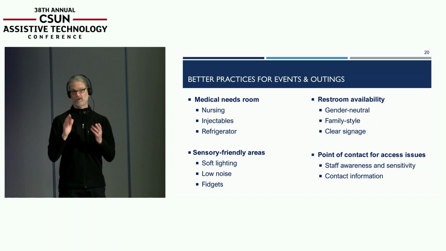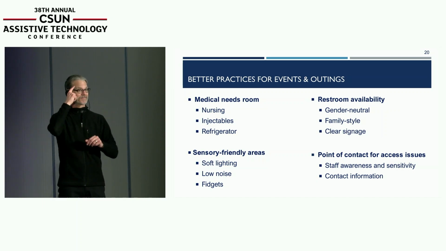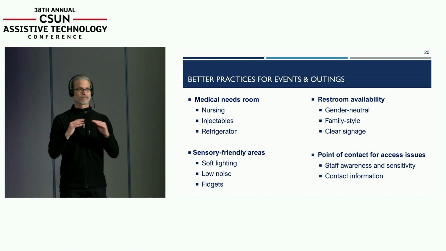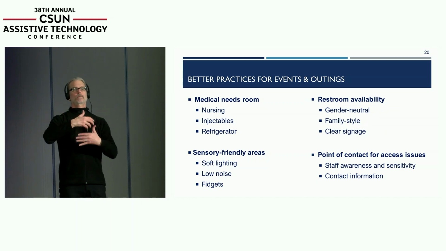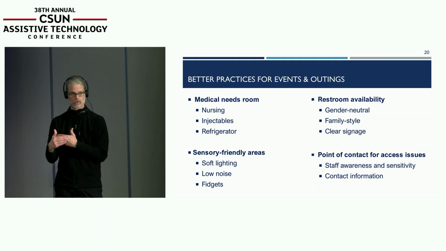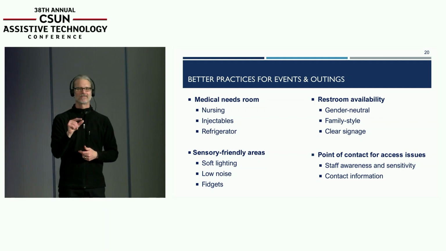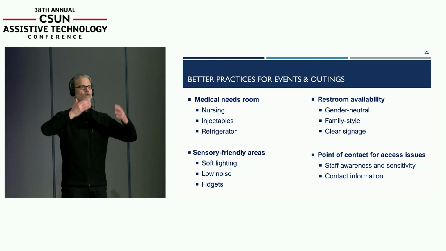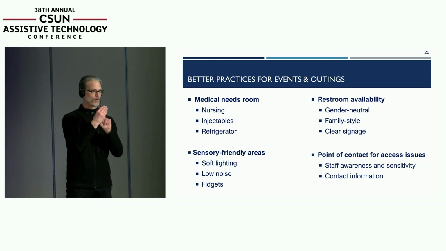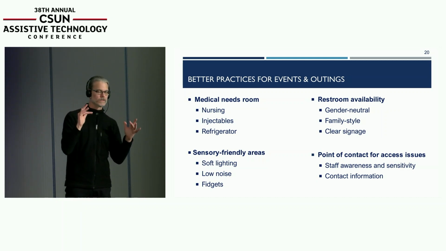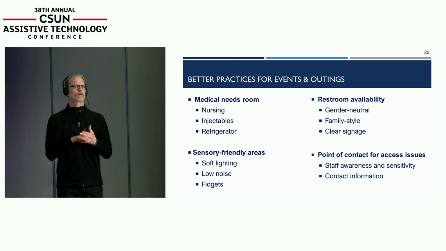A sensory-friendly area is also a great amenity for those who may be neurodivergent or who just become overwhelmed easily when around a lot of people. Soft lighting, low noise, and providing items such as fidgets could help a person to calm down in between sessions or to recover after being overwhelmed either by environmental factors like lighting or noise, or just from needing a break from being around other people for a few moments.